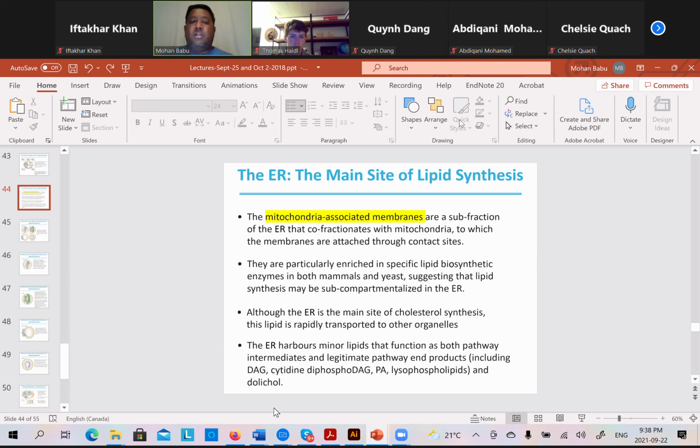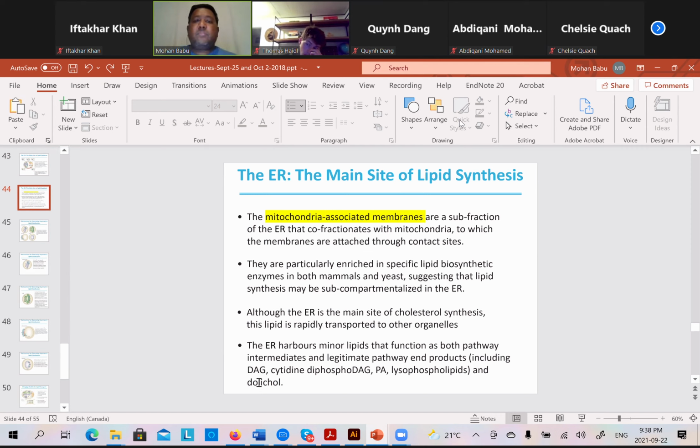For example, diacylglycerol, or cytidine diphosphodiacylglycerol, or phosphatidylethanolamine, or lysophospholipids and dolichol. Okay, these are different phospholipids.